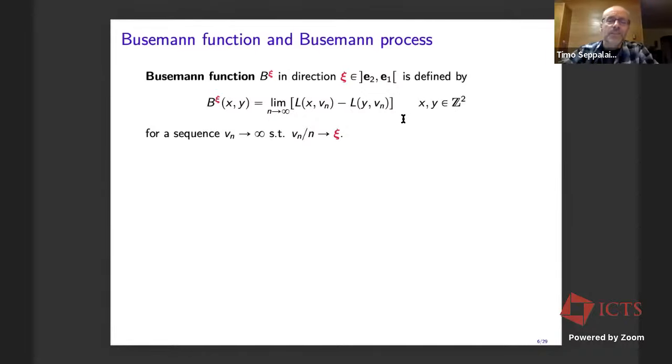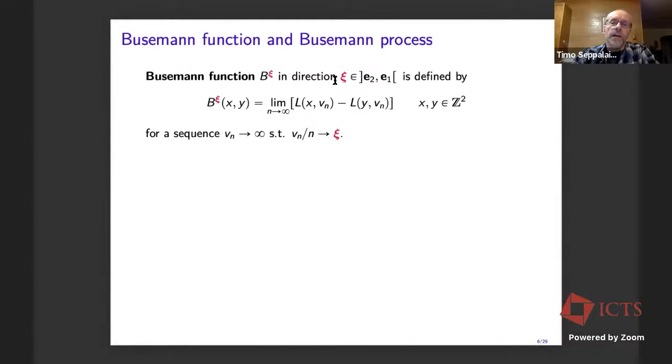Yeah, okay, thanks. So that limit is a non-trivial limit, as you can see. There's no normalization at all. So it may be difficult to prove, but if you can prove it, then this is what we call a Busemann function.